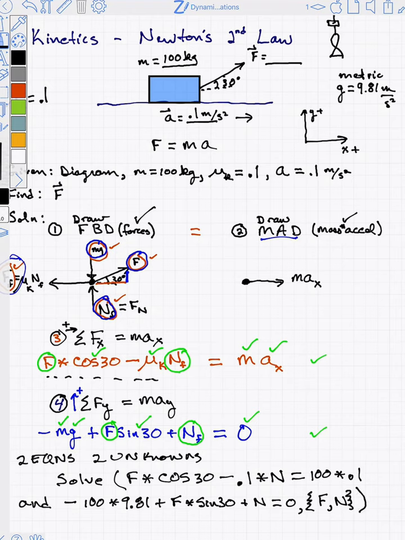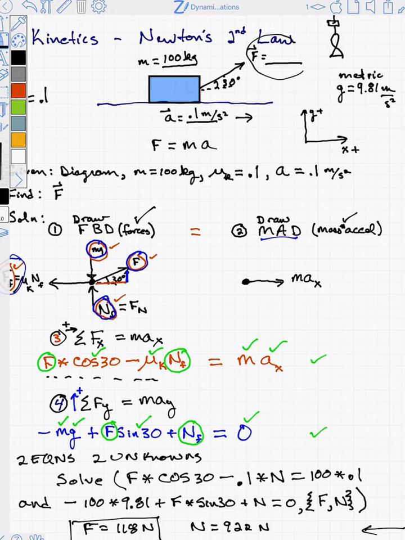And when I type this into my calculator, it tells me that F is 118 newtons, and N, which I'm not being asked to find, but it is 921, I'm going to call it 922 newtons. So here's my answer. And the problem is over.